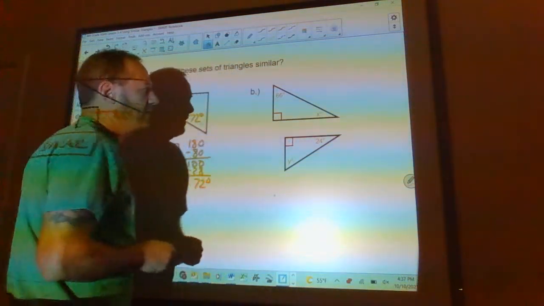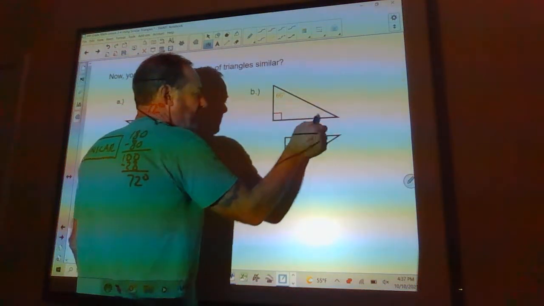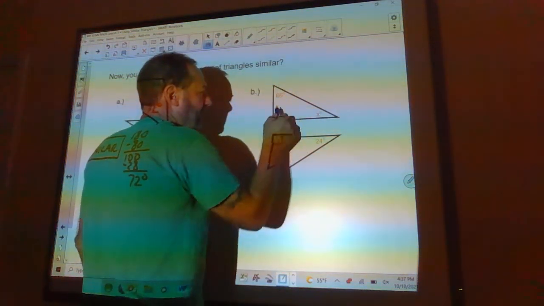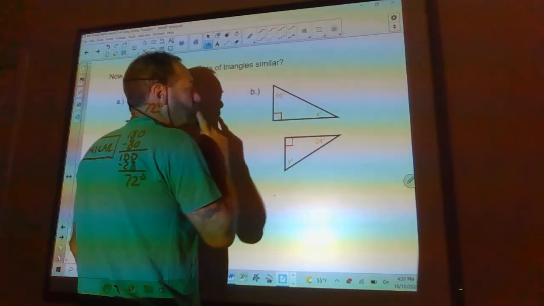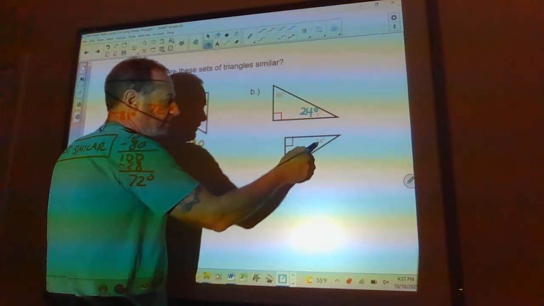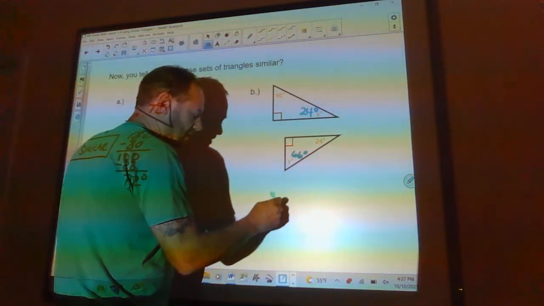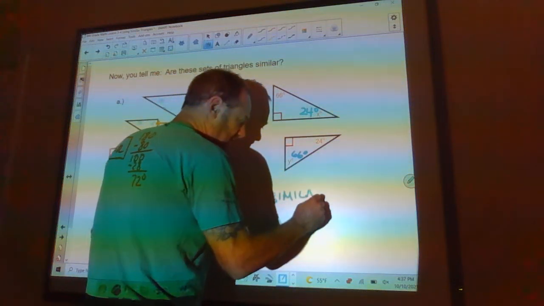Okay, let's check this one here. So 90 right here, which means these two have to add up to 90. So 90 minus 66, that's going to be 24 degrees. Okay, oh, well, if this one's 24, then this one has to be 66. So these are similar triangles.